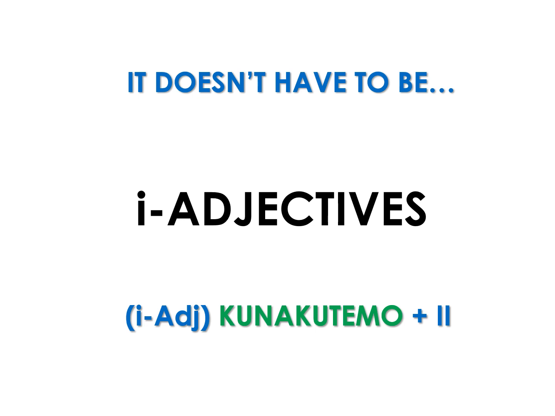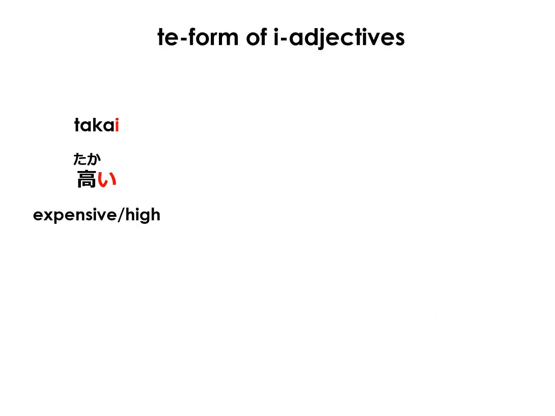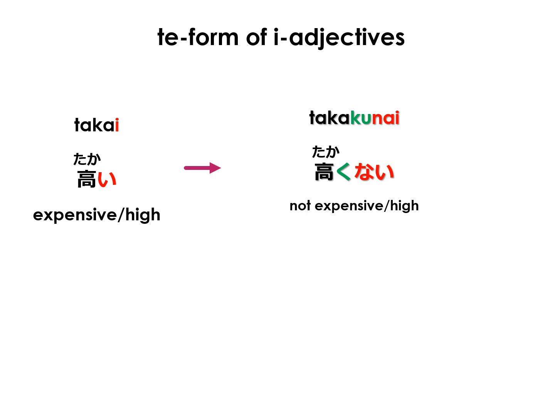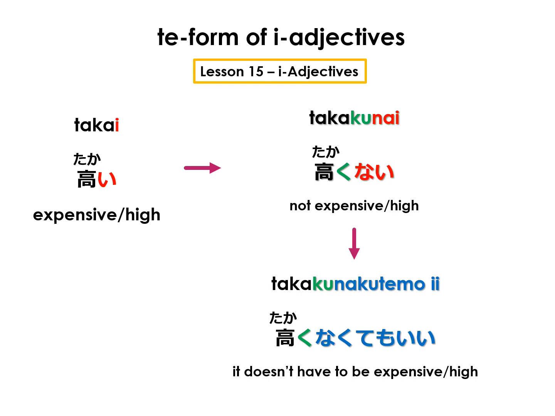For i-adjectives, that becomes kunakutemo ii. Let's look at how to make it. To illustrate what happens with i-adjectives, let's look at our example, the i-adjective takai, which means expensive or high. The negative is takakunai, which means not expensive or not high. You can review basic i-adjective conjugation in lesson 15. To continue, we then convert nai to nakutemo ii to form takakunakutemo ii, which means it doesn't have to be expensive or high.